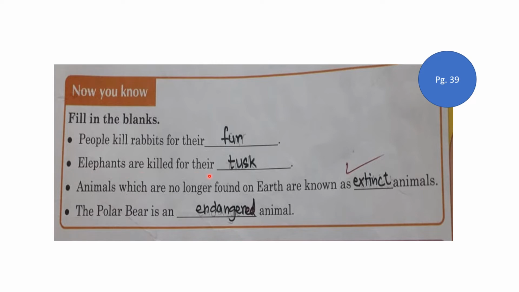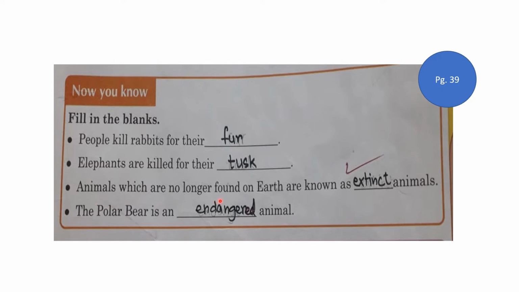Elephants are killed for their dash. Why are elephants killed? For their tusk. T-U-S-K, tusk. The long two tusks that they have. Elephants are killed because of that, and that tusk is used as a decoration piece.